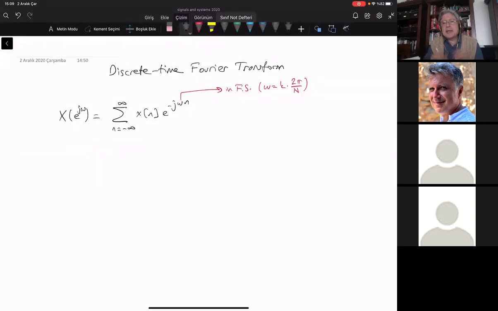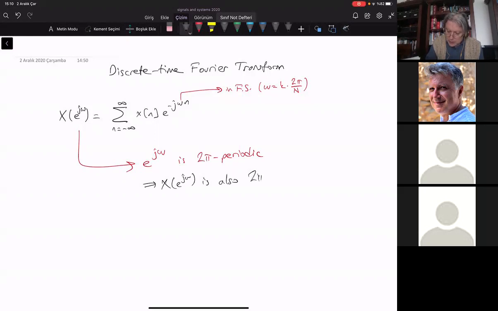So why are we explaining it like this? Well, of course, in order to separate between the Fourier transform of discrete time signals and continuous time signals, they must have somehow different notations. But this notation also makes another sense, because e to the j omega is 2 pi periodic. Okay. If omega is replaced by omega plus 2 pi, then it also gives you the same e to the j omega. So this also indicates a behavior of the discrete time Fourier transform. We can say that X of e to the j omega is also 2 pi periodic.